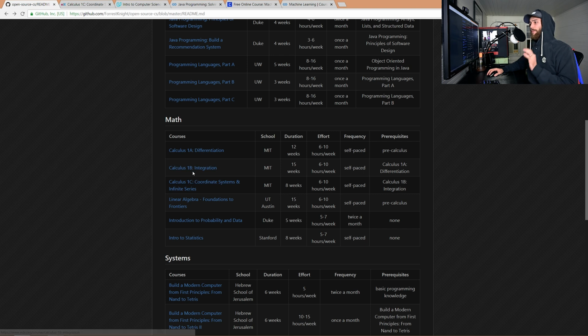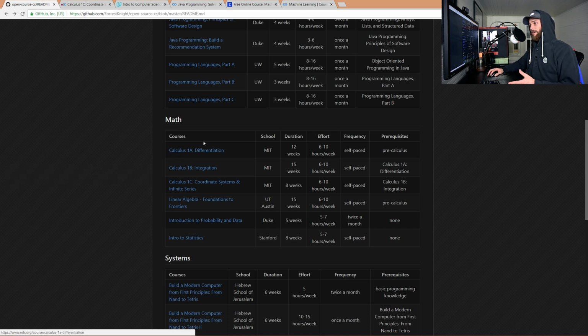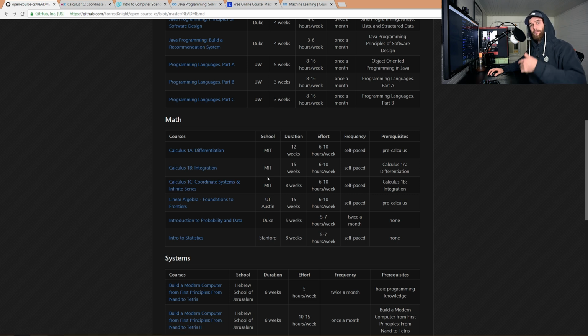So the main math that you will learn within computer science: calculus, linear algebra, probability, and statistics. Starting off with calculus, we have three courses here, follow-up courses, all by MIT, so it's very continuous. And these three courses are going to be MIT courses, so I would expect a bit of difficulty when jumping into that. Linear algebra, foundations to frontiers.